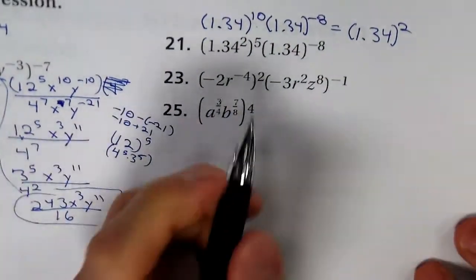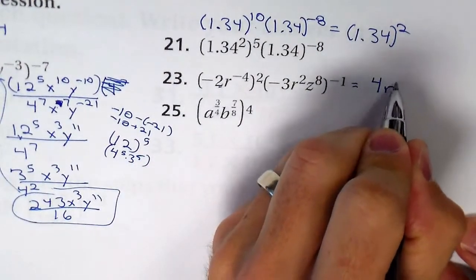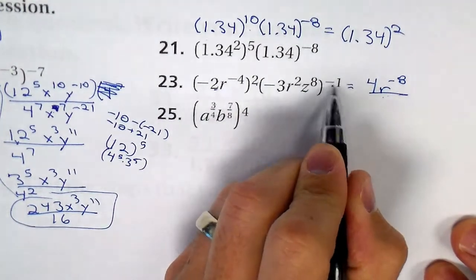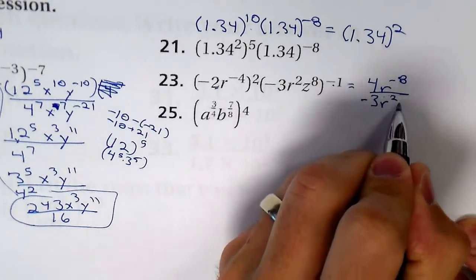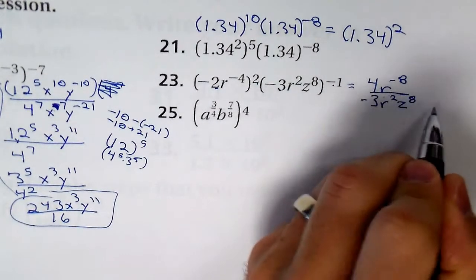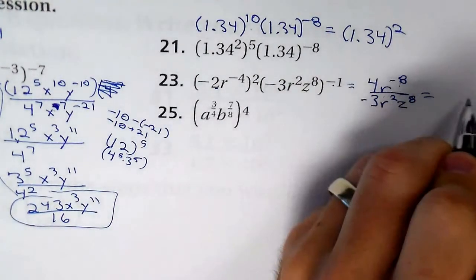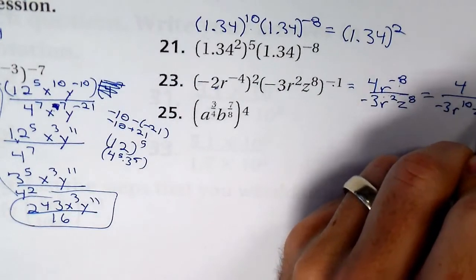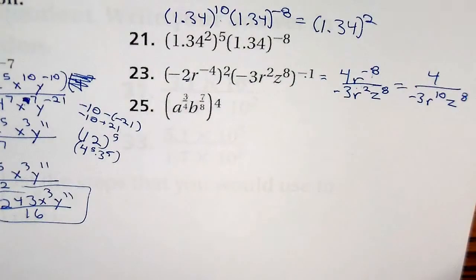In 23, I'm going to distribute, and I get negative 2 squared is 4. Then I get r to the negative 8. And that's going to be, take the negative fraction, make it positive, put them underneath, I get negative 3, r squared, z to the 8th. Now we look to simplify. If I took this negative 8 and moved it to the bottom, that's going to make it r to the 10th, z to the 8th. And we could have our answer as 4 over negative 3 r to the 10th, z to the 8th.